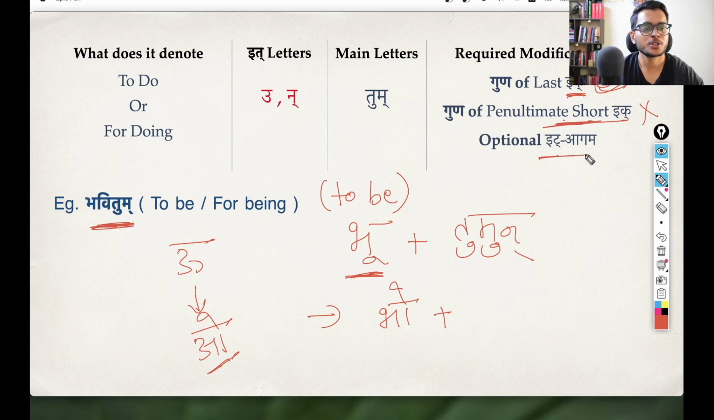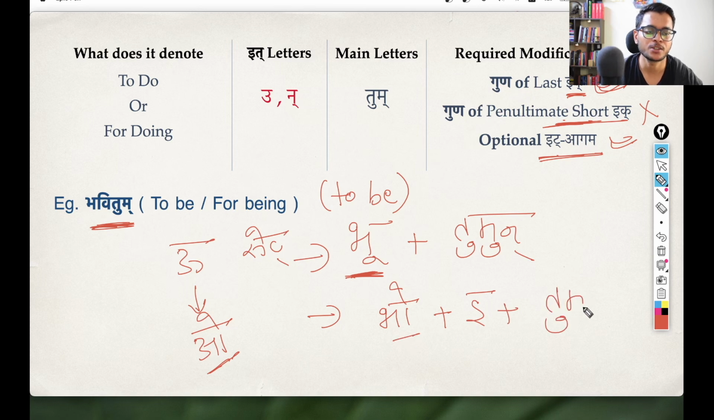And lastly, optional it agama. This is also possible because our bhu dhatu is also a set dhatu. So this it agama will happen. So you will have i between the dhatu and the suffix. And for suffix, we get this tum. And now we will combine them together.